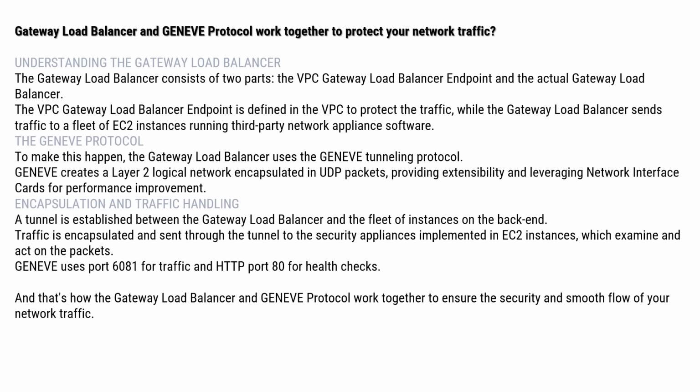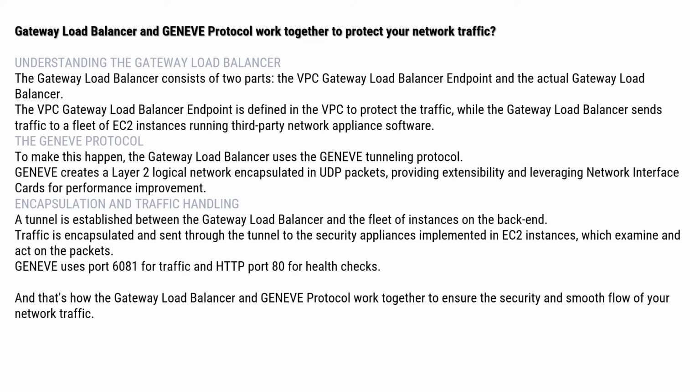Ever wondered how the Gateway Load Balancer and Geneve protocol work together to protect your network traffic? Let's dive in and break it down. The Gateway Load Balancer consists of two parts: the VPC Gateway Load Balancer endpoint and the actual Gateway Load Balancer. The VPC Gateway Load Balancer endpoint is defined in the VPC to protect the traffic, while the Gateway Load Balancer sends traffic to a fleet of EC2 instances running third party network appliance software. To make this happen, the Gateway Load Balancer uses the Geneve tunneling protocol.